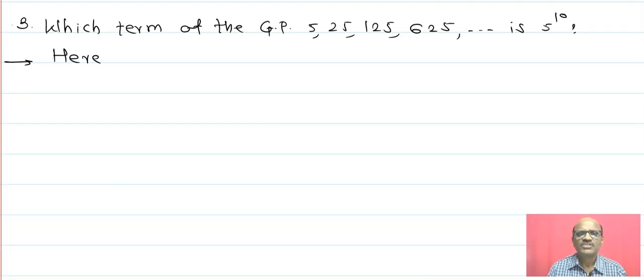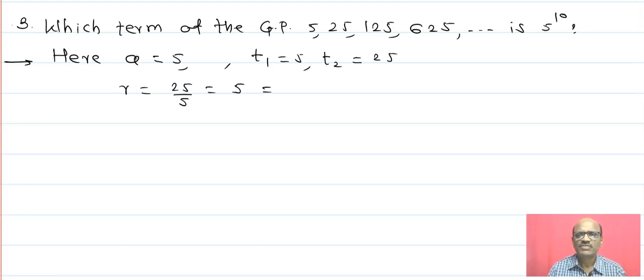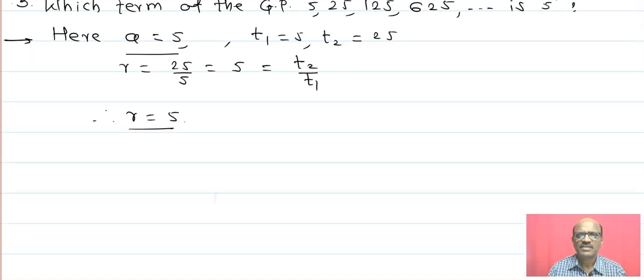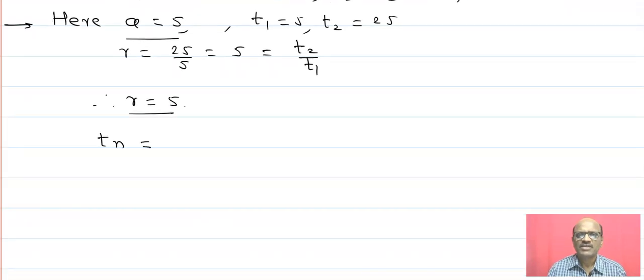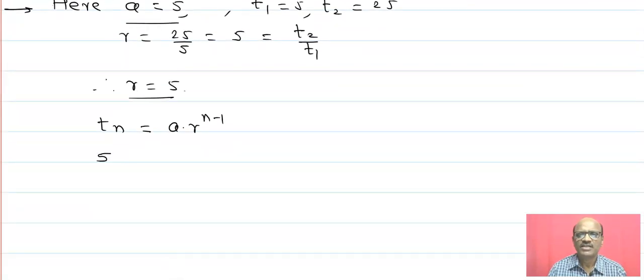Now next, which term of the GP 5, 25, 125, 625 is 5 raised to 10? Now see this, the first term a is equal to 5, T1 is equal to 5, T2 is equal to 25, r is equal to 25 upon 5. Now here the common ratio is 5. Tn is equal to a into r raised to n minus 1. 5 raised to 10 is equal to 5 into 5 raised to n minus 1.